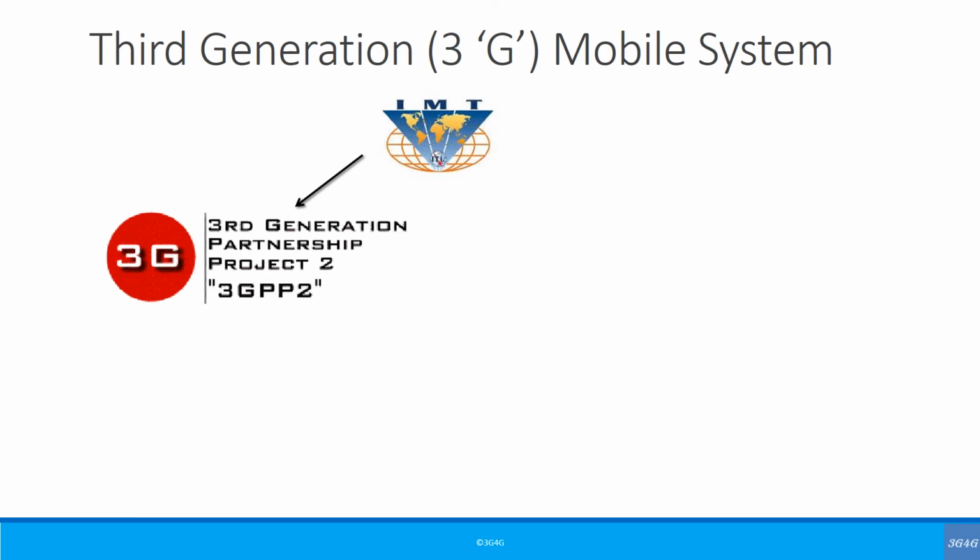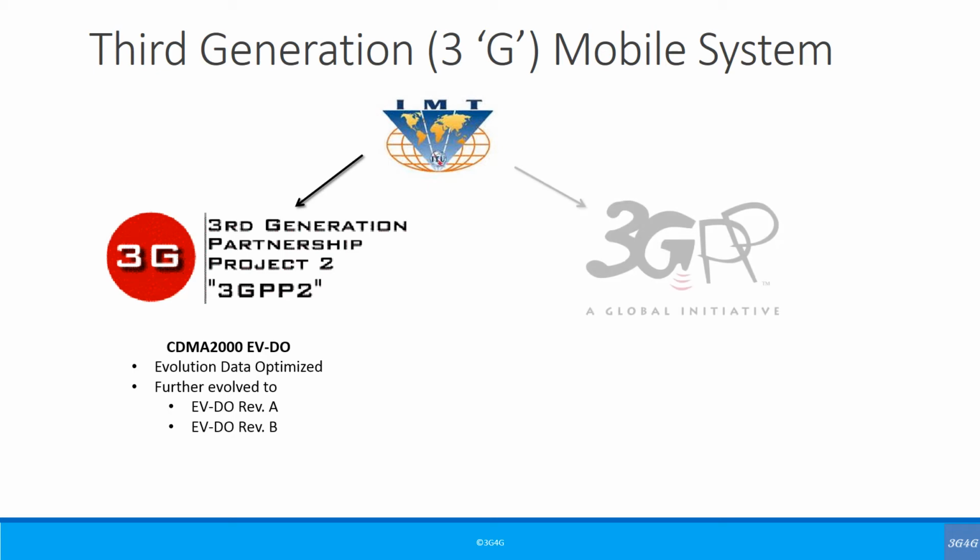So as a part of this IMT, the third generation systems, there was a 3GPP2, third generation partnership project 2 body which was formed, and they focused on technologies which were more particular to the US market, right? So the CDMA 2000 was an evolution of IS-95, the Qualcomm technology, 1G technology, and it's called evolution data optimized. And of course this was further enhanced to EVDO, Rev A, Revision A, and Rev B.